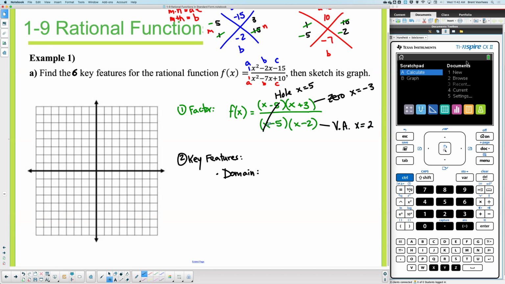So any value of x that originated in the denominator you cannot equal. This time I cannot equal 2 values. I cannot equal positive 2 and I cannot equal 5 because it was shared. It was in the denominator as well. Make sense? So here's how you write the domain.